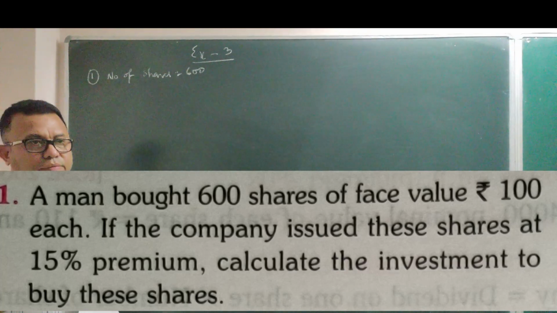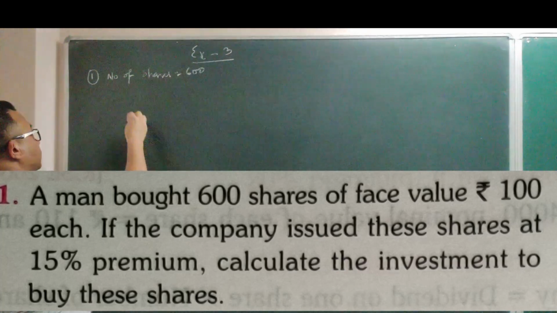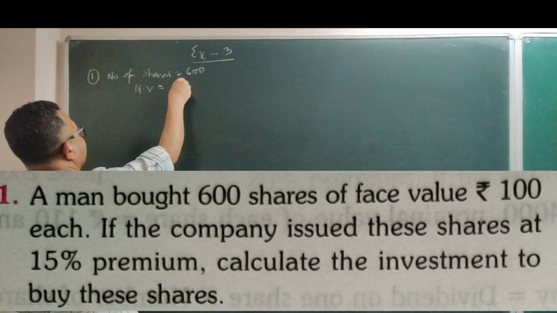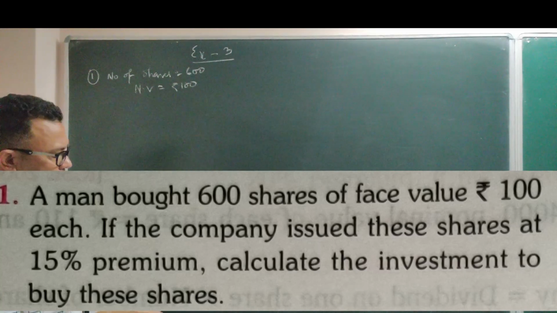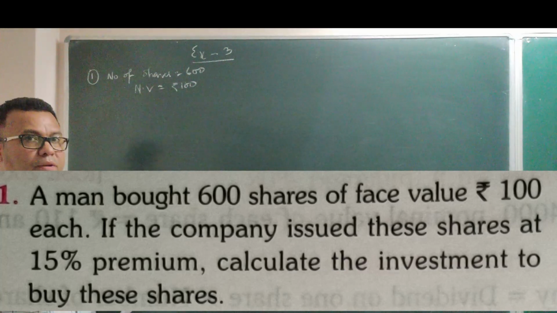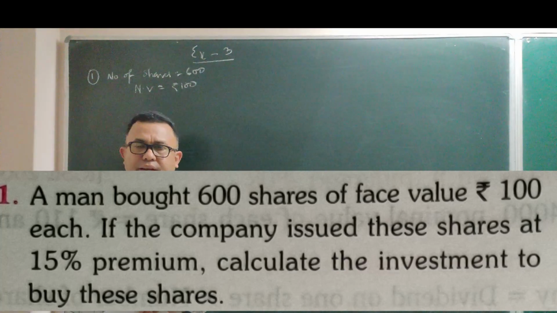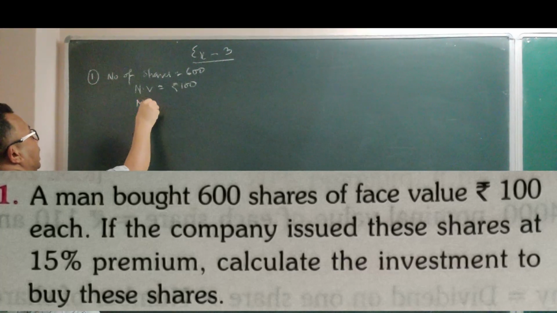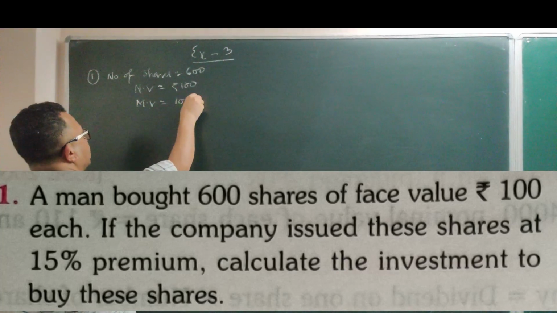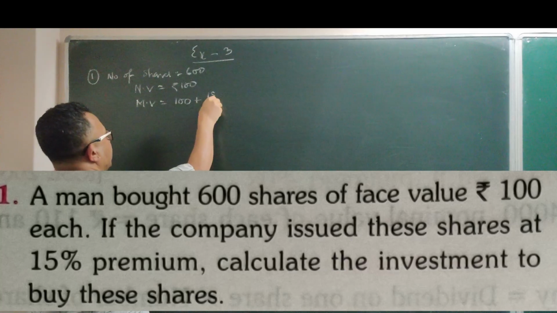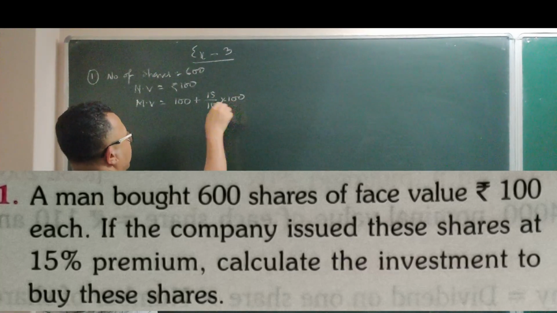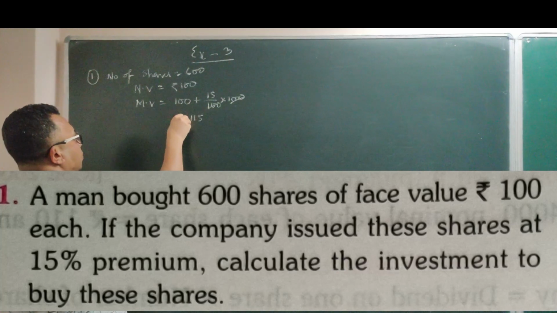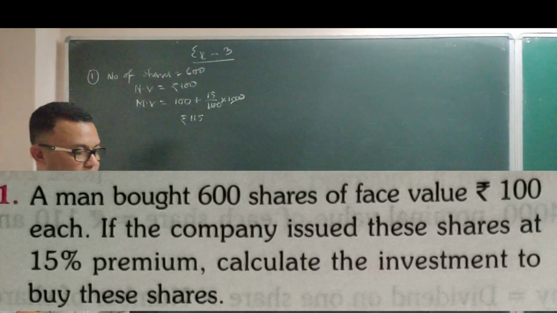Face value, par value, nominal value, they are the same thing. So here nominal value is rupees 100. If the company issues this share at 15% premium, then you can calculate market value. Premium means I have to add, so it is nominal value plus 15% premium, 15 by 100 into nominal value. Nominal value is also 100, 100 cancelled, so 100 plus 15, 115 rupees is your market value.